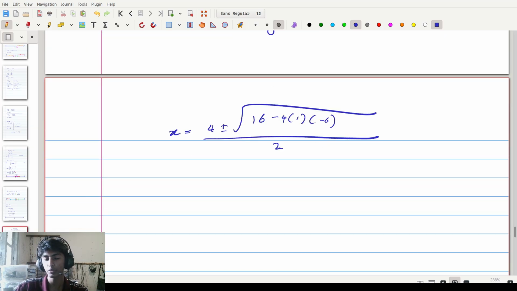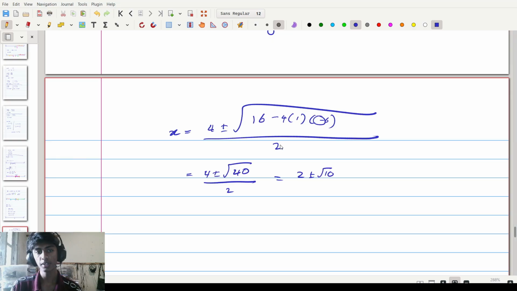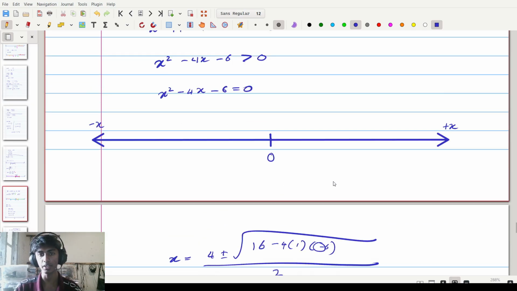So the two values of x for which this thing is 0 are, if we do the calculation, 4 plus or minus the square root of, in this case we have 4 times 6 is 24, and there's a minus and a minus, which means it's a plus 24, 16 plus 24 is 40. So it's 4 plus or minus the square root of 40 divided by 2, which is 2 plus or minus root 10. So the two values for which this expression is going to be 0 are when x is 2 plus root 10 and 2 minus root 10. So over here 2 plus root 10 is somewhere here, and 2 minus root 10 is somewhere over here.